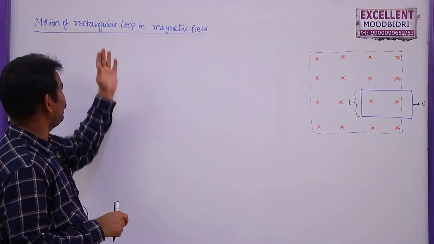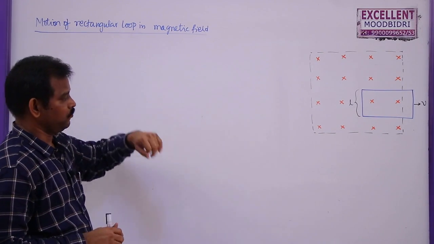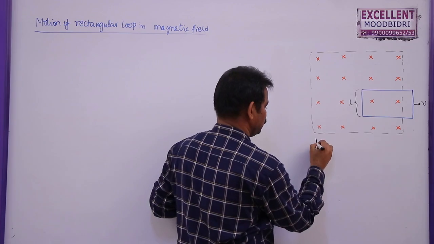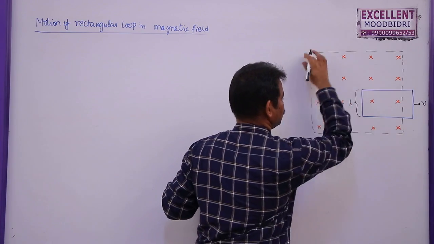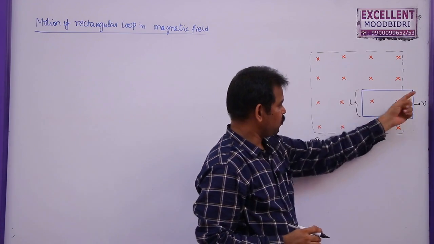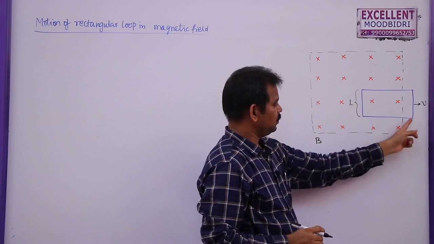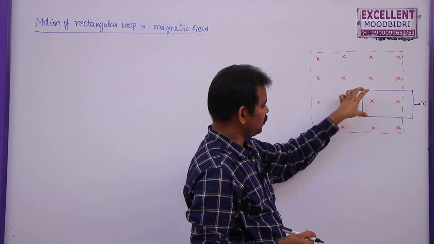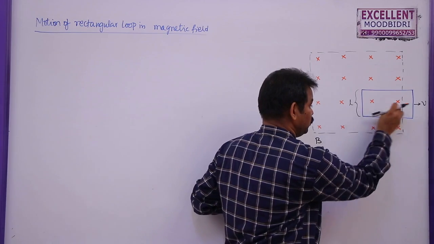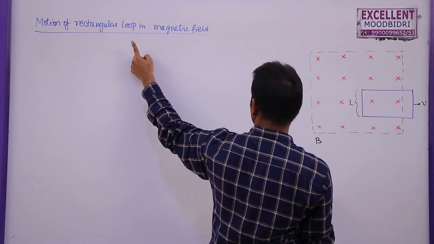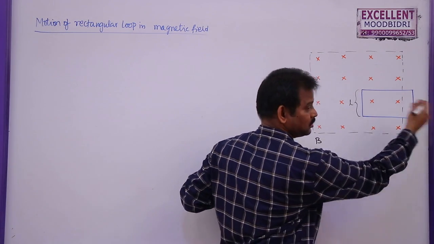The motion of a rectangular loop in a magnetic field. The magnetic field is acting into the board and is fixed in this region only, and a rectangular loop of length L and width, which is not mentioned here, is moved through this uniform magnetic field with a velocity v towards the right.